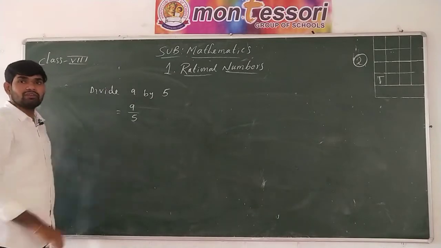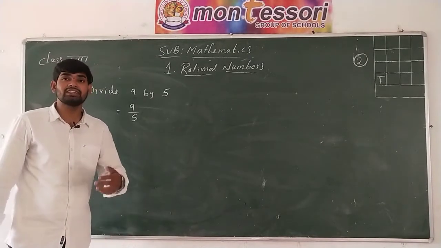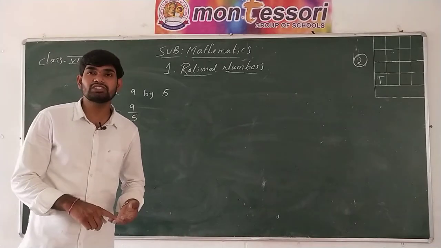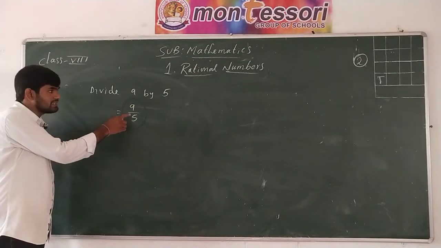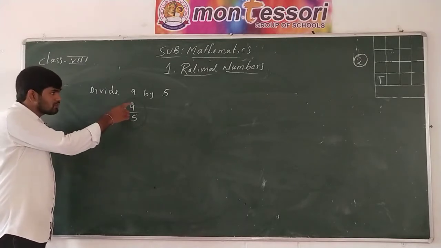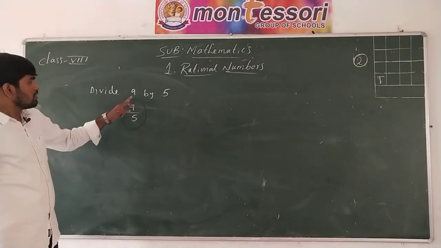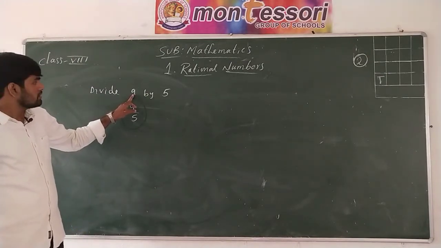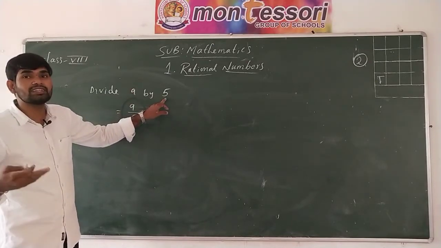We know that 9 by 5 is a fraction, but it is not an integer, because the integers are the collection of positive numbers, negative numbers and 0, but here we got the result 9 by 5, in the form of a fraction. So we call 9 by 5 a fraction, but not an integer. Now you can decide that when one integer is divided by another integer, the result may or may not be an integer.